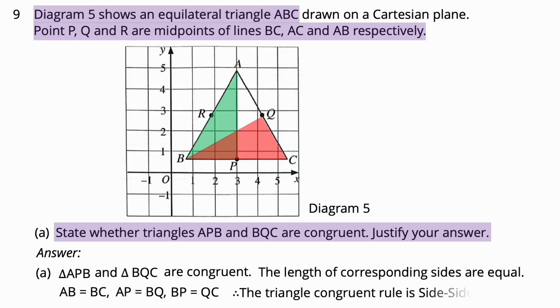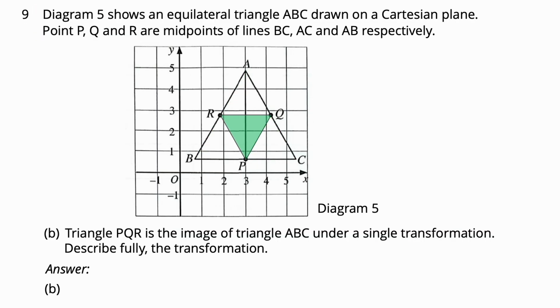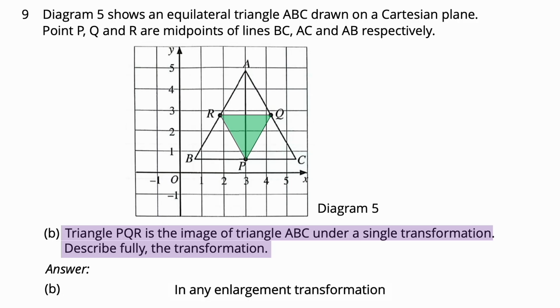Therefore, the triangle congruent rule is side side side, SSS. B. Triangle PQR is the image of triangle ABC under a single transformation. Describe fully the transformation. In any enlargement transformation, every original point, the center of enlargement, and the image point must lie on the same straight line. They are collinear.